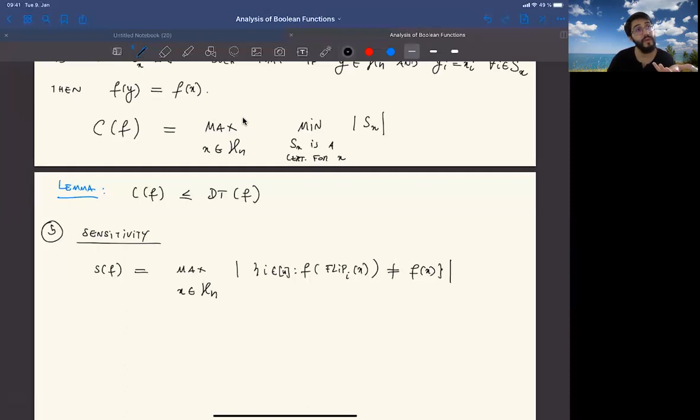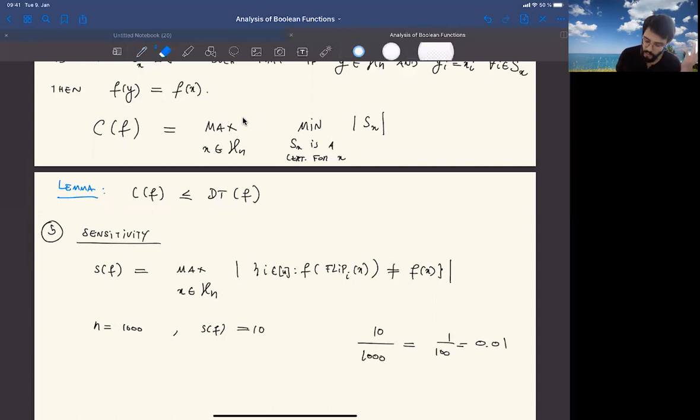No, so what I mean is, if n is like 1,000 and the sensitivity of a function is like 10, and you take a variable x and you randomly flip, say, one digit, what's the probability that it's going to change the value of the function? It would be 10 over 1,000, which is 1/100, which is 0.01, which is 1%. And so it's very small. So that's one way of thinking about sensitivity.